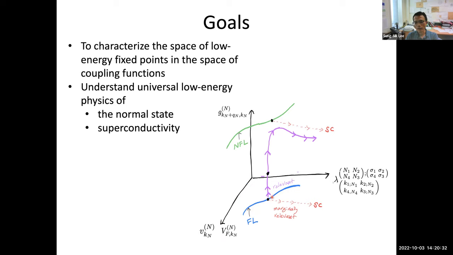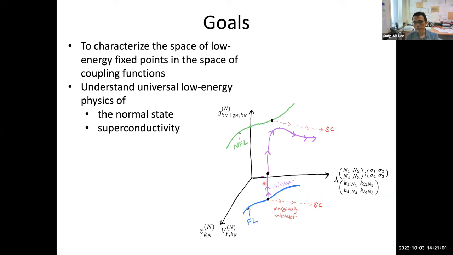Which, as we know, has a marginally relevant direction toward the superconducting state. This is the BCS instability, and this is logarithmic flow. But from this plane, this Yukawa coupling is strictly relevant, so we expect the flow out of this plane will be very fast compared to this marginally relevant BCS instability, right?